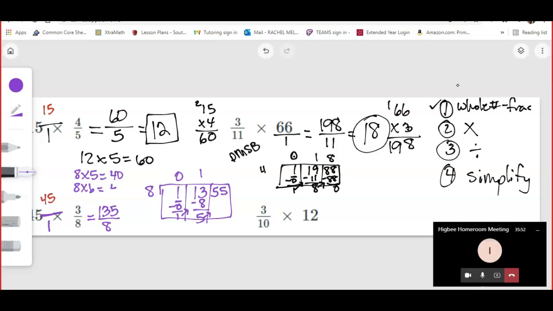8 times 6 is 48. What's 8 times 7? 56. That's too much. Okay? So it has to be 6 groups. That's the one that's closest without going over. So 6 groups of 8 is 48. Okay, so what's 55 minus 48?